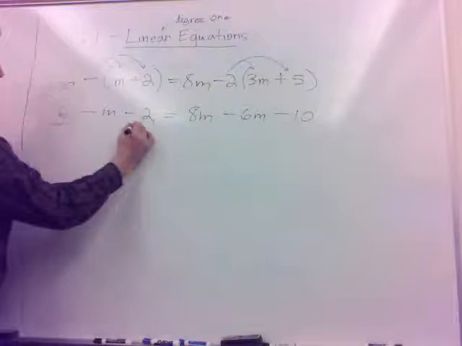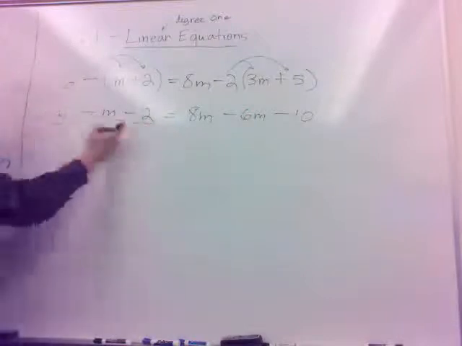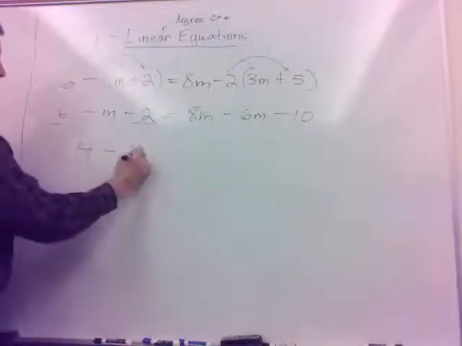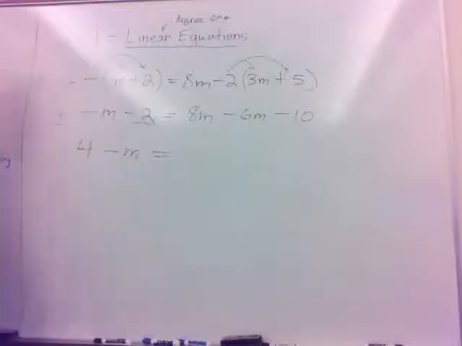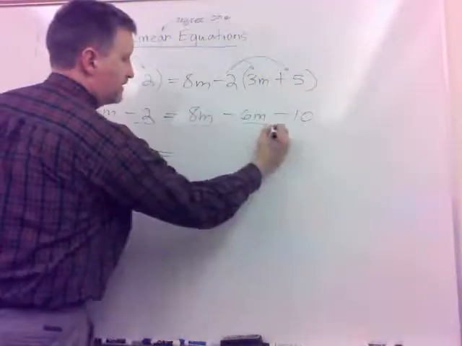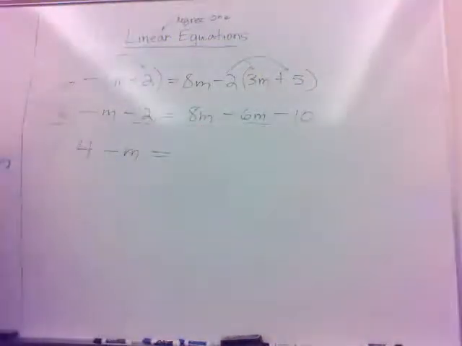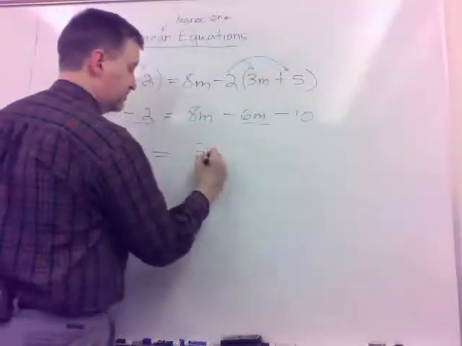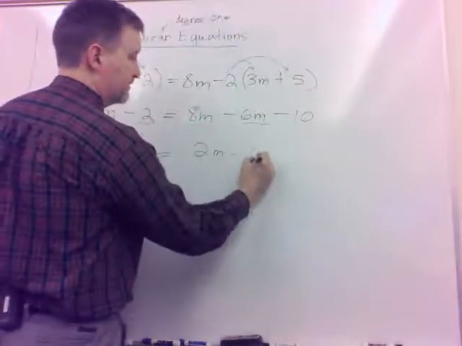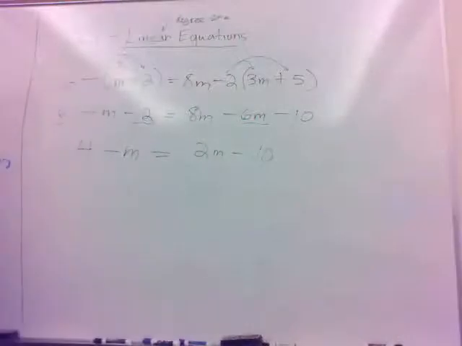We do have on the left some like terms. 6 minus 2. We can combine those. 6 minus 2 is 4. So the left side will be 4, and then the minus m comes along. On the right side, well, we've got like terms of m there. 8m minus 6m. I can combine those. 8 minus 6 is 2. So those two terms make 2m. And then the minus 10 just comes down as well.